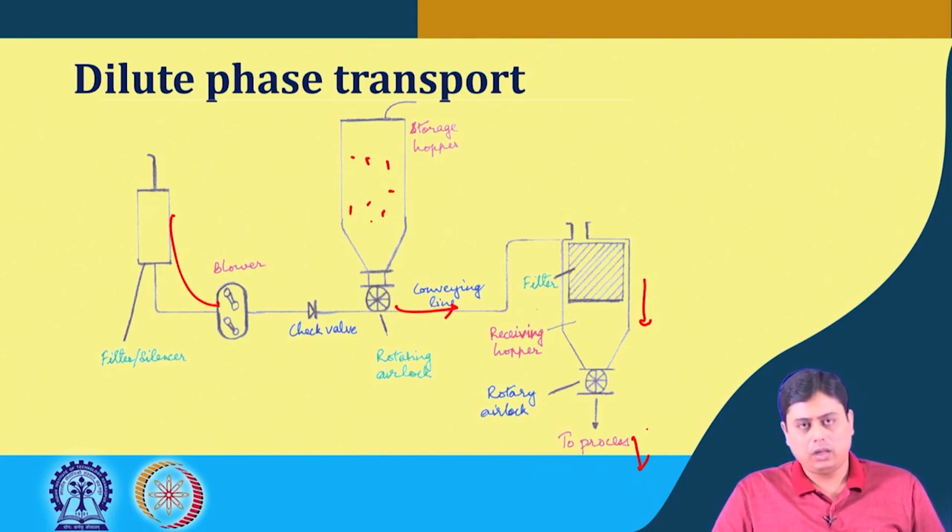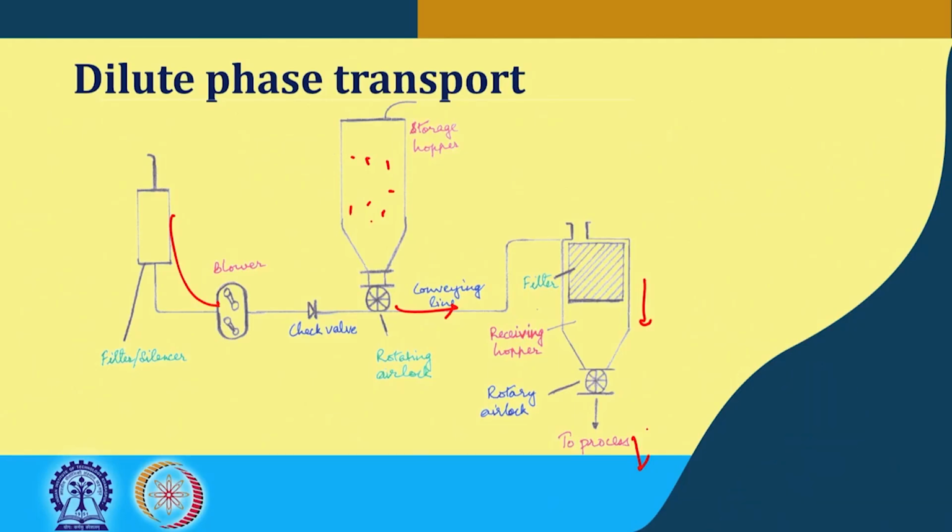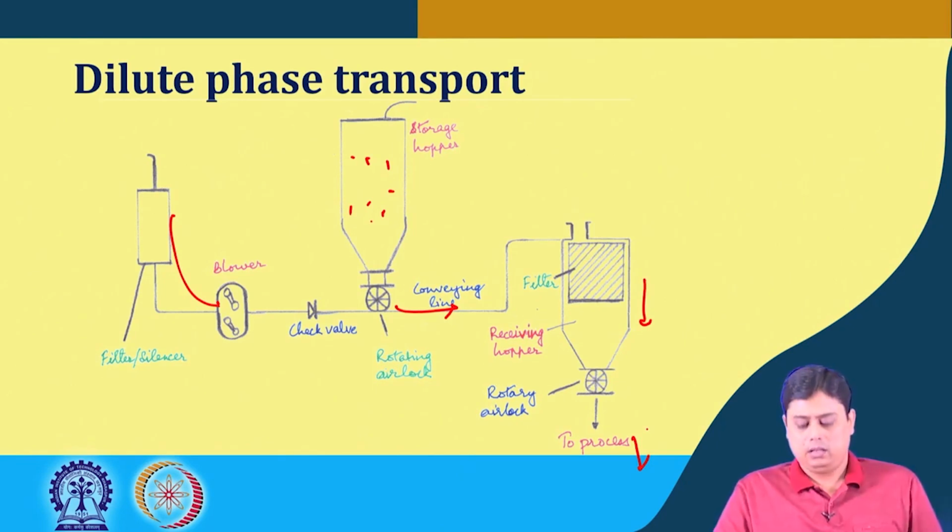It is not that a single-stage filtration operation can help in separating this suspension. There can be multiple stages of separation, or the loop can go again and again, not a single-pass operation. All these actually constitute the whole dilute phase transport line. These details you can find again in the encyclopedia or Perry's handbook.